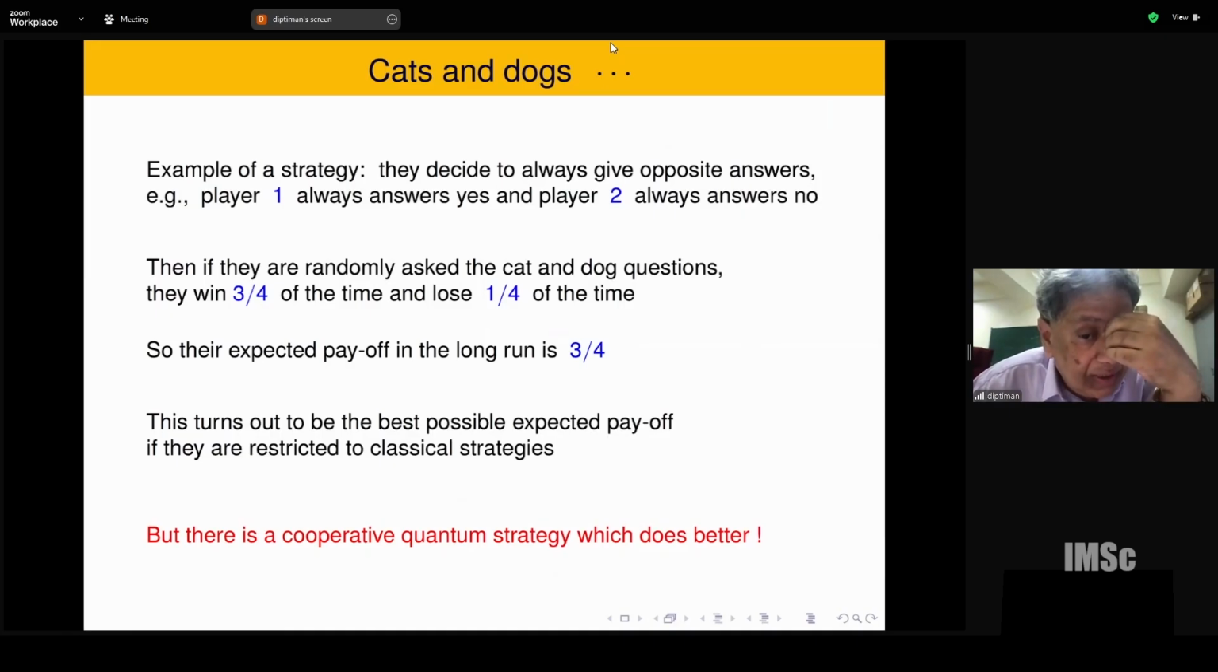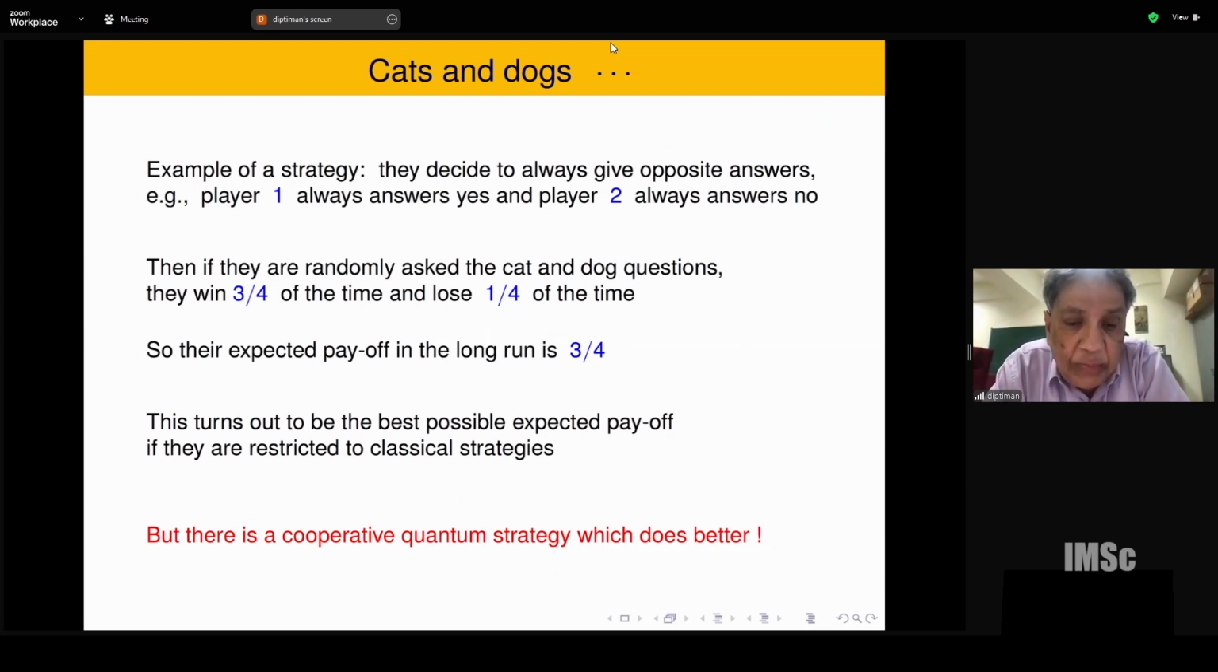So it turns out that this is the best possible expected payoff if they're restricted to classical strategies. Notice that this is still a probabilistic strategy classically, because their strategy is not probabilistic, but they can be asked the questions in a probabilistic way. Okay, so best classical payoff 3/4 or 0.75.